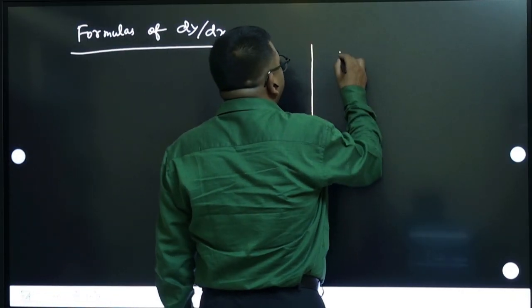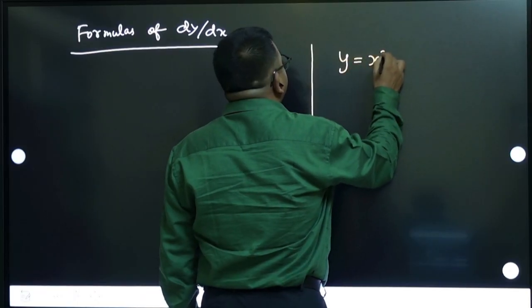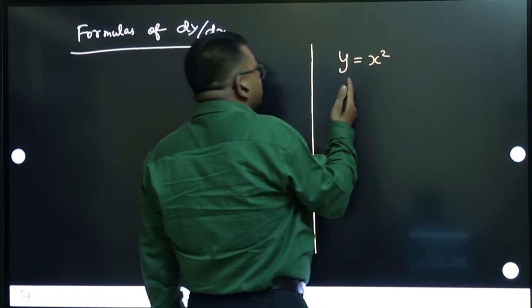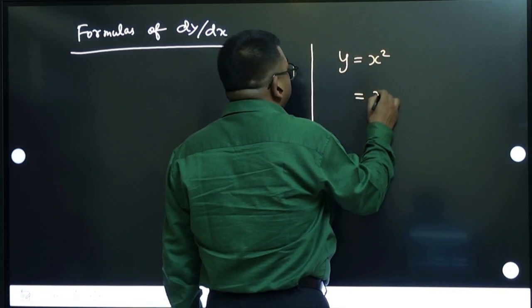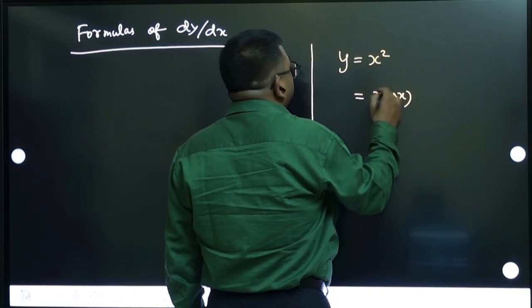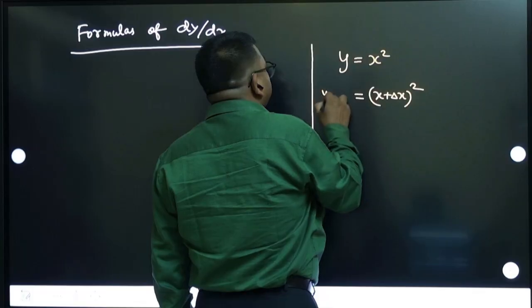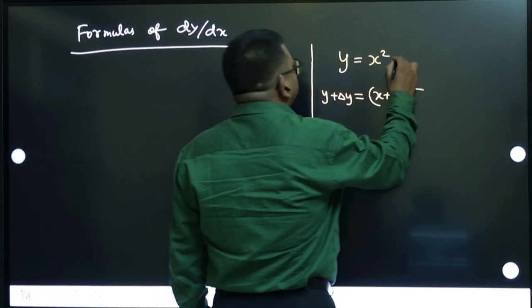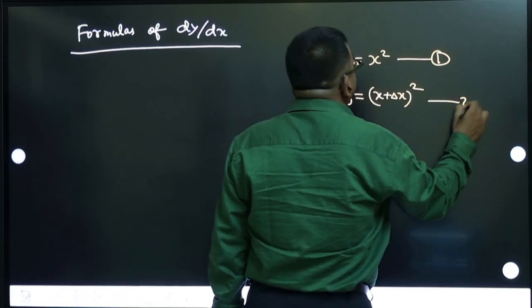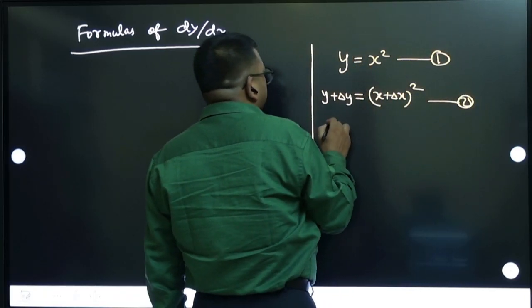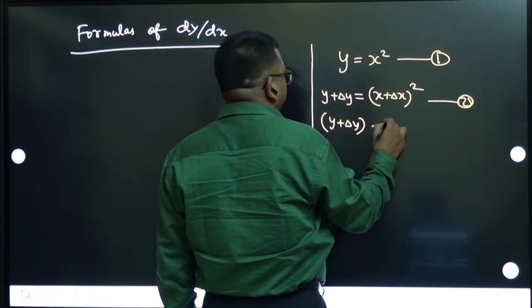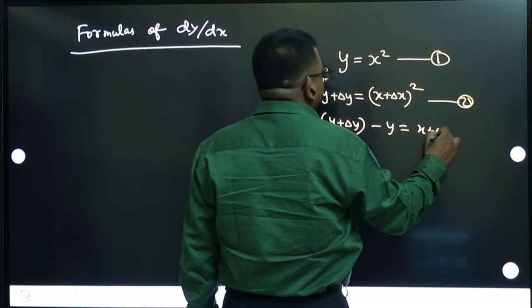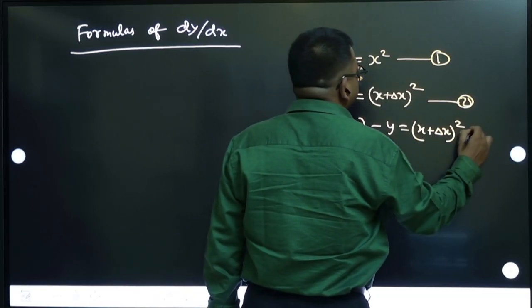Suppose for example y is equal to x square. Okay, y is equal to x square. Suppose you change x, y will also change, right? So x changes to x plus delta x, y will also change to y plus delta y. This is equation number 1, this is equation number 2, and if I subtract, y plus delta y minus y equals x plus delta x whole square minus x square.